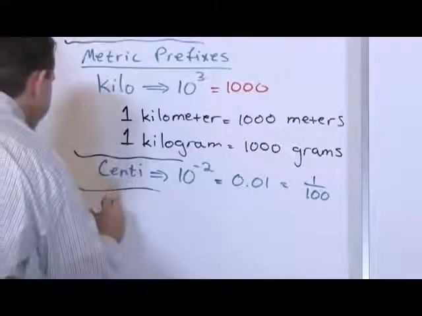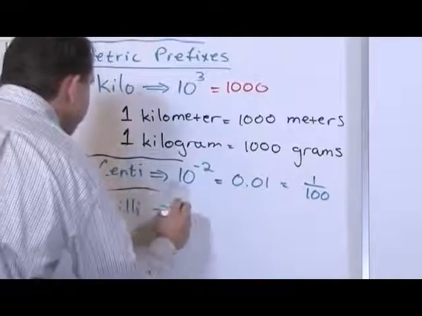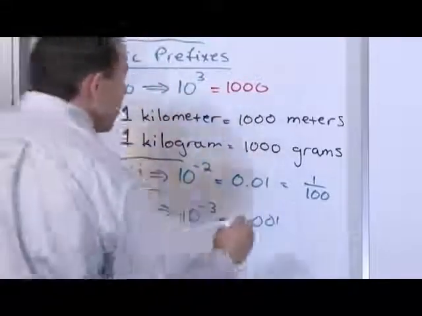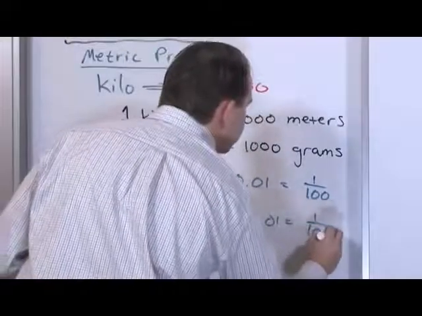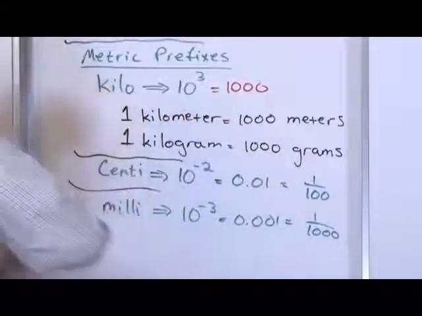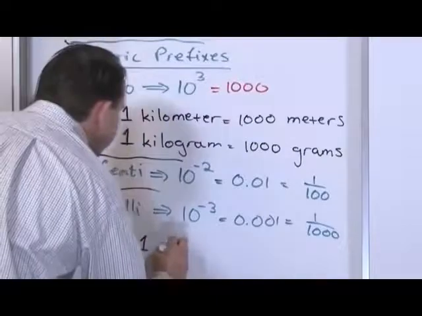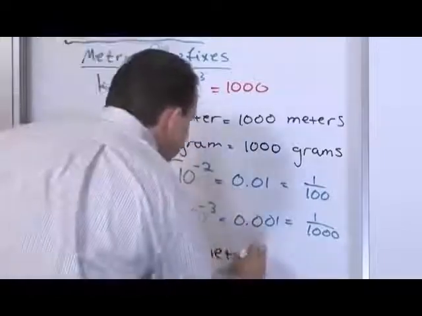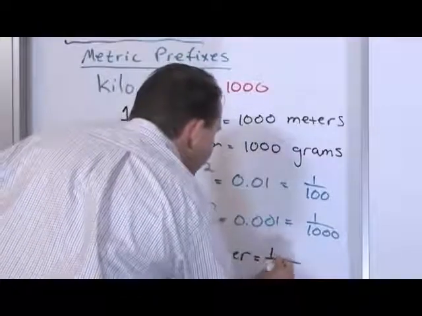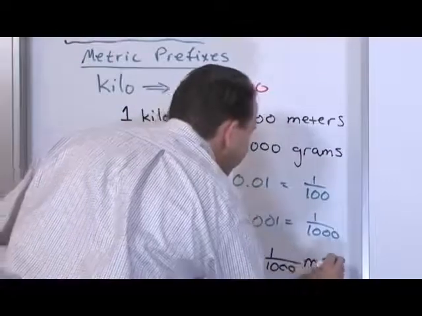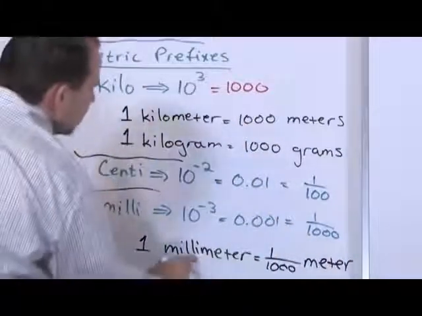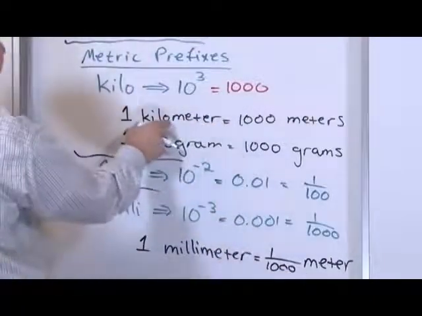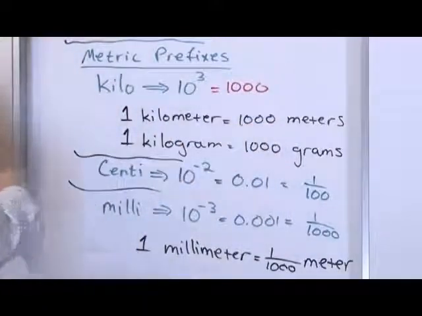Now, continuing on in the progression here, let's talk about millimeters, or milli. The prefix milli means 10 to the minus 3, which is the same as 0.001, which is the same as 1/1000. So if I were going to use this, 1 millimeter is equal to 1/1000 of a meter. That's what this is saying. You can read the milli as 1/1000, which is the same thing as when we talked about kilometer, replacing kilo with 1000. So you can see there are these different prefixes.